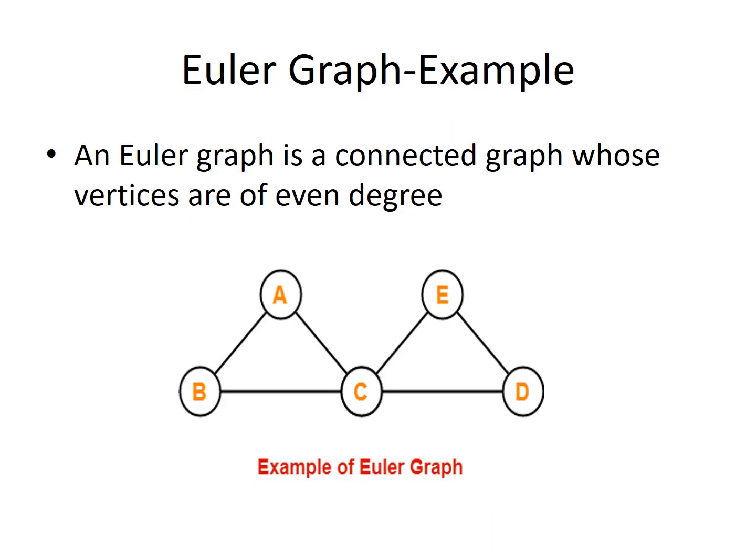The final definition is the Euler graph. An Euler graph is one in which all vertices contain an even number of edges. See, node A has 2 edges, B has 2 edges, C has 4 edges, E has 2 edges, and T has 2 edges. So a graph whose vertices all have an even number of edges is called an Euler graph.